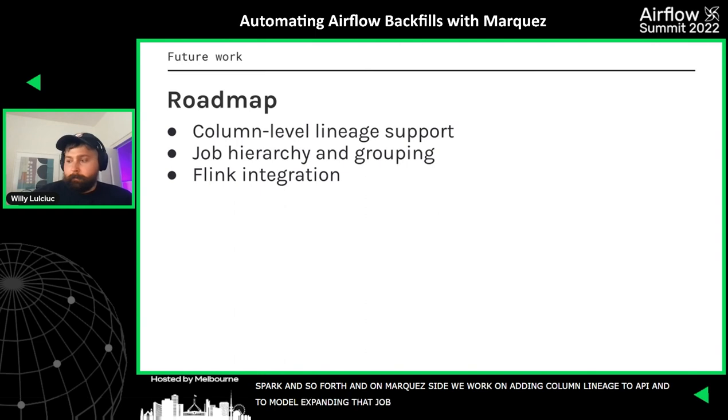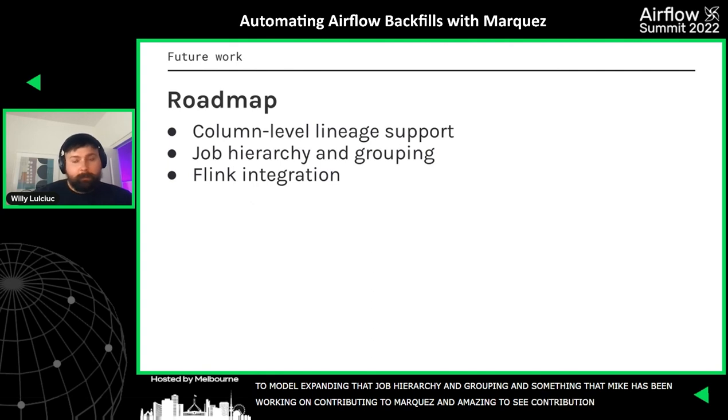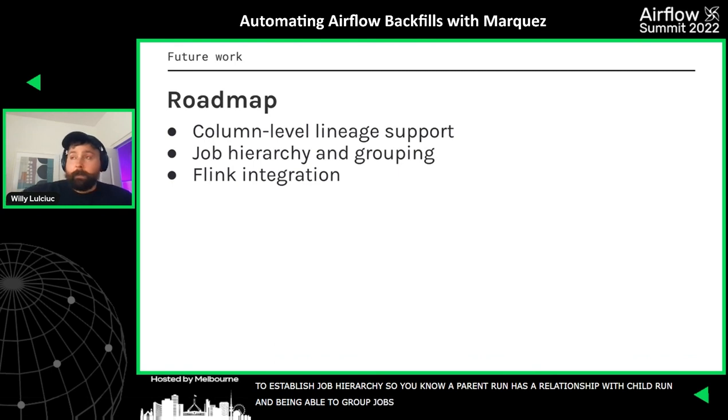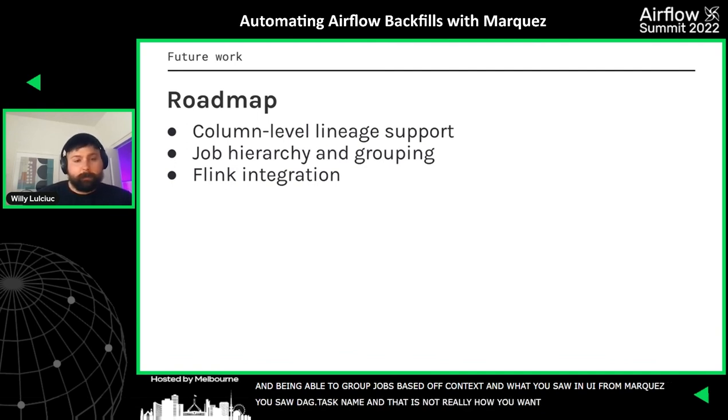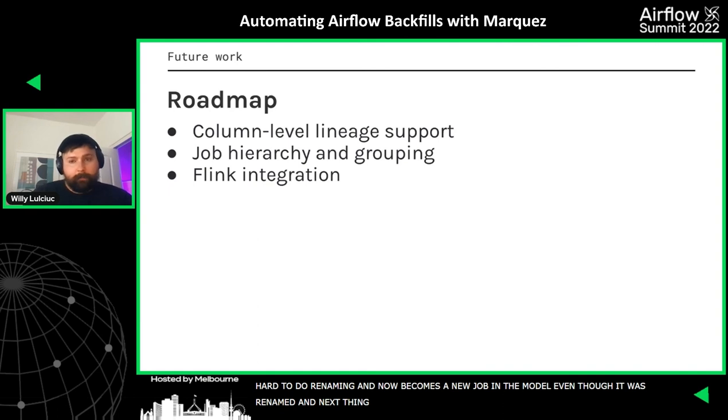Job hierarchy and grouping is something that Mike Collado has been working on and contributing to Marquez, and it's been amazing to see the contribution. Really it's about establishing job hierarchy so that you know a parent run has a relationship with its child run, and being able to group jobs based off some context. What you saw in the UI for Marquez was the DAG dot the task name, but that's not really how you want to model it. Since the grouping is part of the name, it's hard to do the renaming, and now it becomes a new job in the model, even though it was renamed. And the next thing that we're doing is the Flink integration. So very excited to begin to support streams and versioning streams, but that's in the early phases.